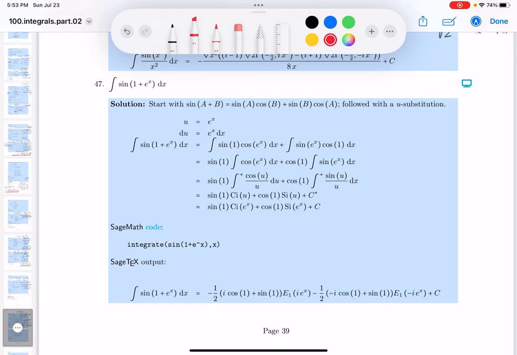Okay, this one, there's no hint on it. But again, if I were looking at this thing, yeah, you hit a dead end. But I think for the most part, I know what to do with the sine of one angle plus another. I'm just going to do that expansion. That's all I'm going to do.